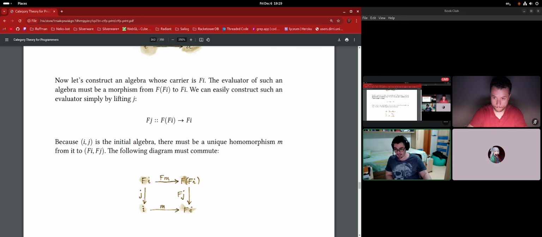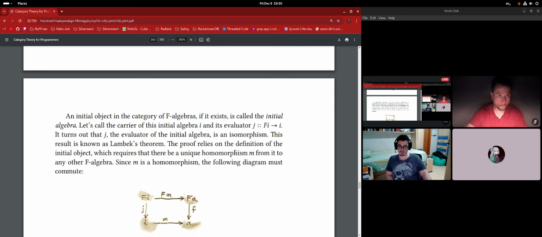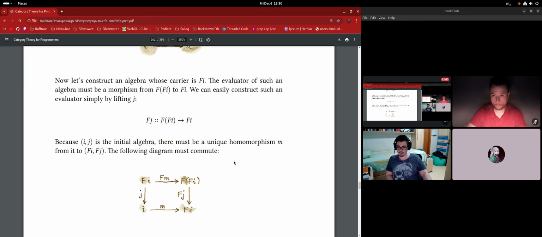Because I with J is the initial algebra, there must be a unique homomorphism M from it to this. And this is where my first question is. Why must there be a unique one? Because if there wasn't, or if there was but it was not unique, then it wouldn't in fact be the initial algebra. That's part of what it means to be initial. Okay, so he should have said this here then, that our homomorphism should be unique. Okay, cool.